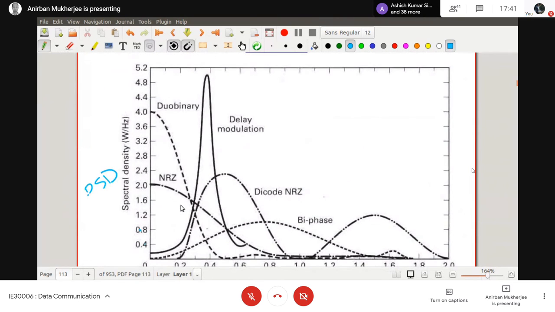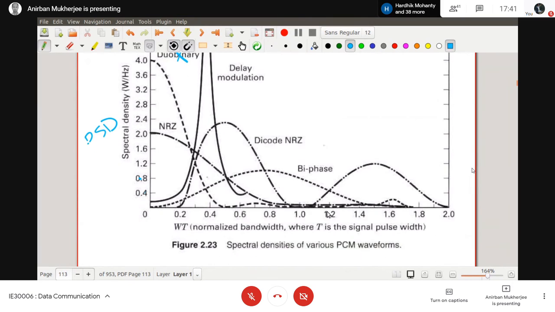In this time bandwidth product, you see first of all this NRZ. Duo binary we are not studying, forget about duo binary at this point. Now NRZ means NRZ-L, NRZ-M, NRZ-S, all these things. One important thing in this graph is that any PCM waveform type that requires more than 1 hertz for sending one symbol per second is relatively bandwidth inefficient. Any PCM waveform type that requires more than 1 hertz for sending one symbol per second.